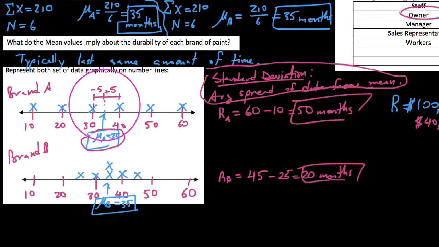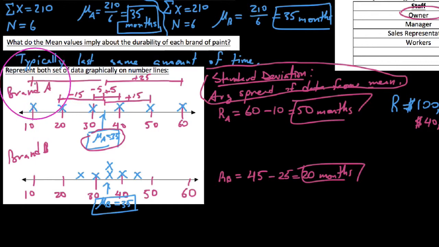And I can actually do this for all of my data. How far are they from the mean? 50 is 15 above average. From here out to 60, this is 25 above average. And going the other way, from here to here is negative 15. If you lasted 20 months, you're 15 months below average. And going all the way up here, we say 25 months below average.